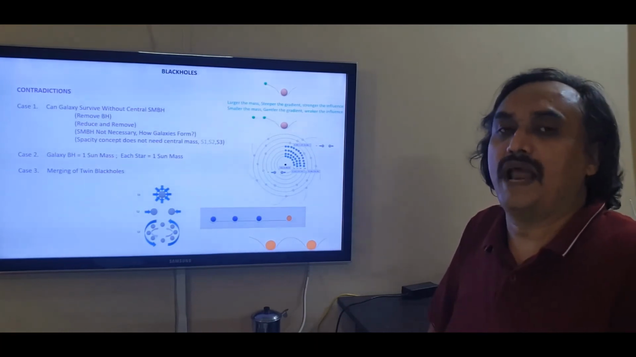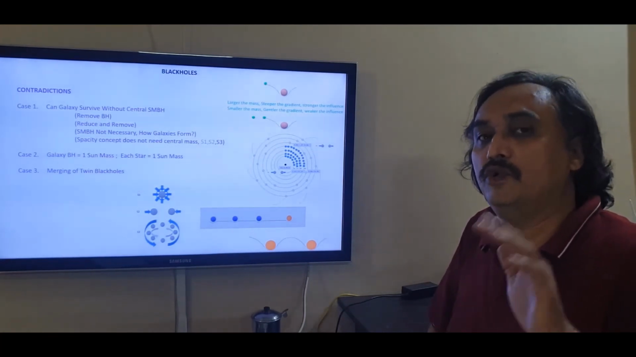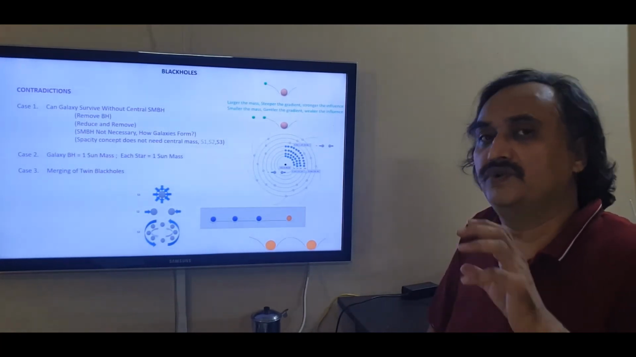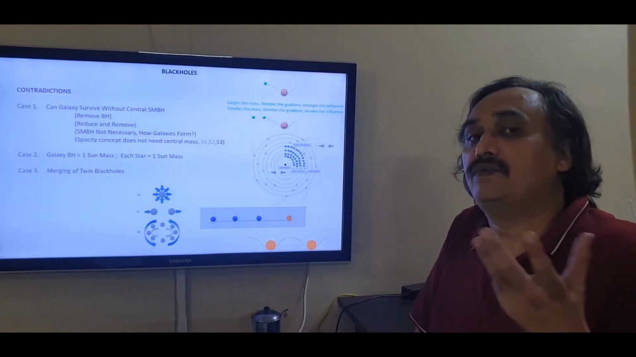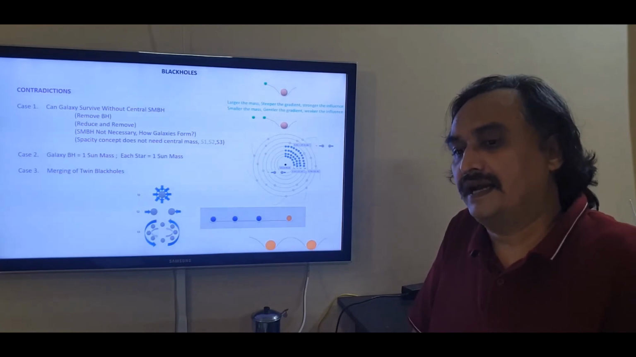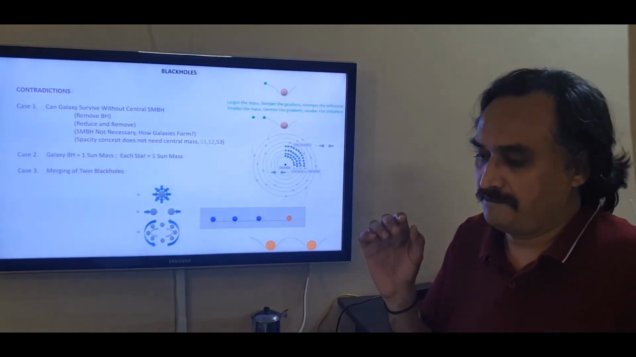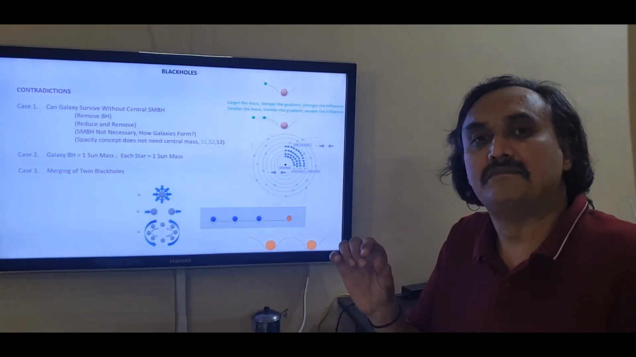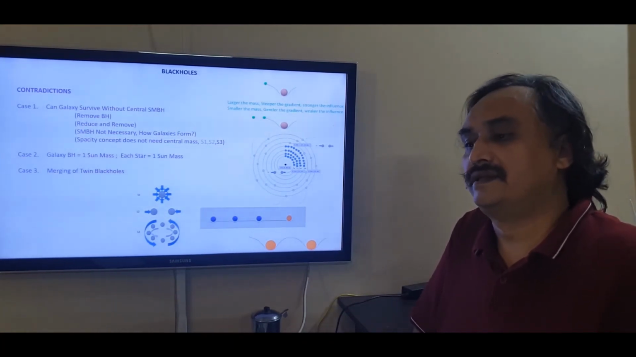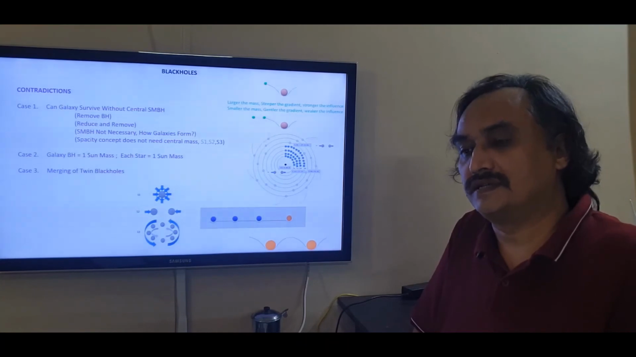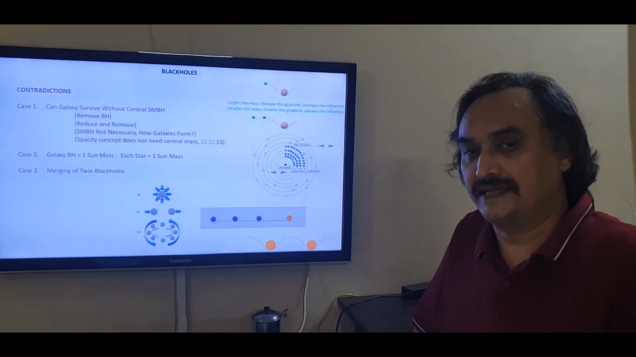We will also remove the black hole, but we will not remove it right away. We will reduce the size of the supermassive black hole. We know that it weighs 4 million suns. Let us, as an experiment, just take one sun mass out of it. Now the supermassive black hole weighs as much as 3,999,000 suns. What happens to the galaxy?